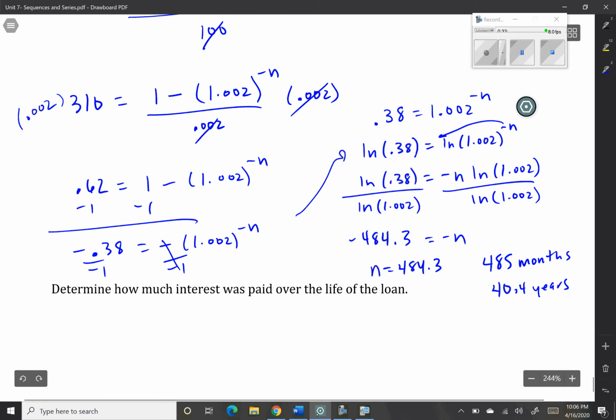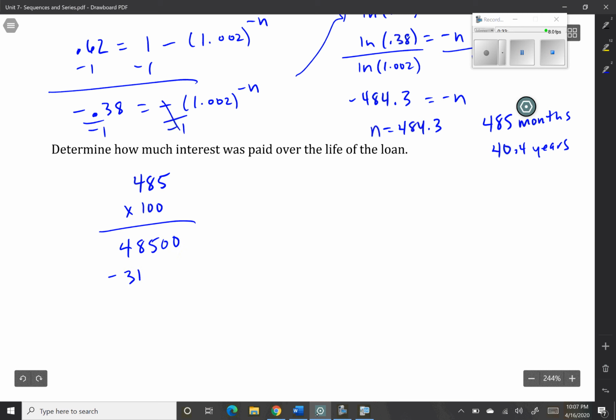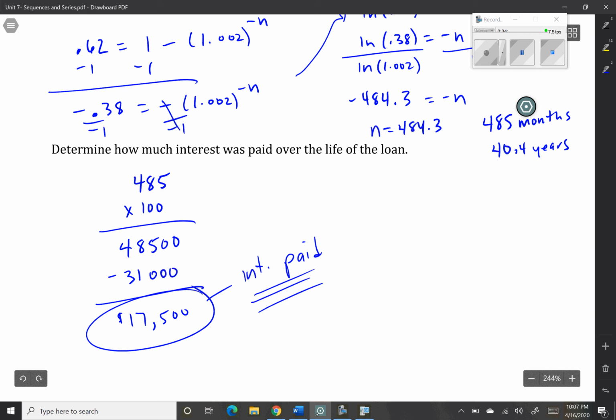The other part of this is to figure out how much more money they're going to get from you just by taking this loan out. If you have 485 payments of $100 over the course of this loan, that's $48,500. Well, the original loan was only $31,000. So over the course of this loan, the interest you're paying is $17,500. To borrow $31,000, they're going to charge you $17,500. Seems crazy, but it's real life. That's how banks work.